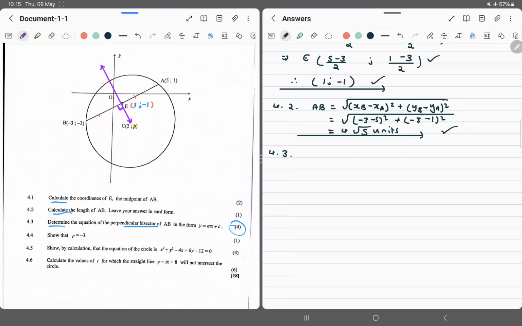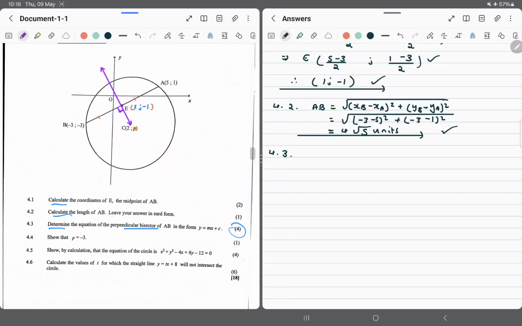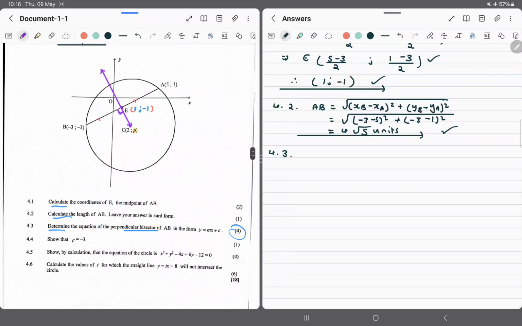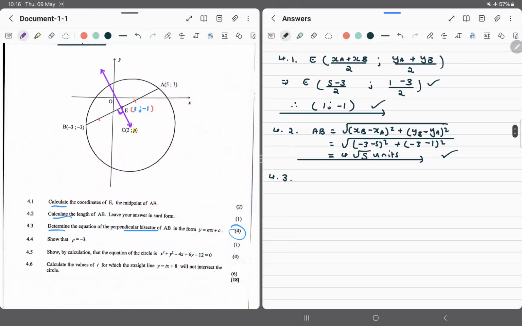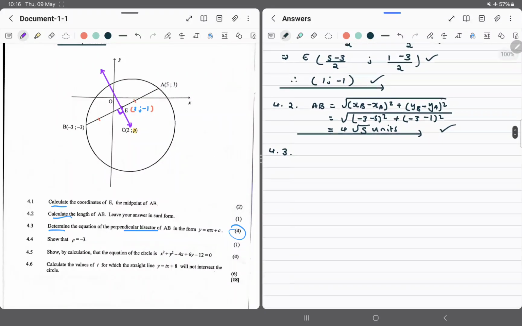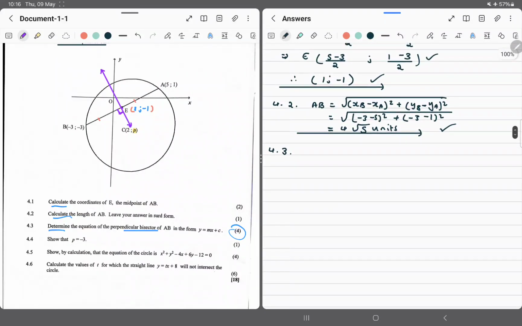Okay, it's a bit better. So obviously, the gradient is going to be inversely related to the gradient of AB. That's the question that we were supposed to be asked here instead of the distance. I don't understand this, guys. I don't understand these folks. They like to give us a headache.